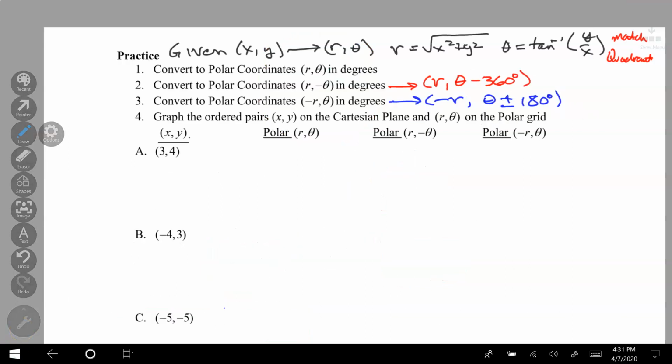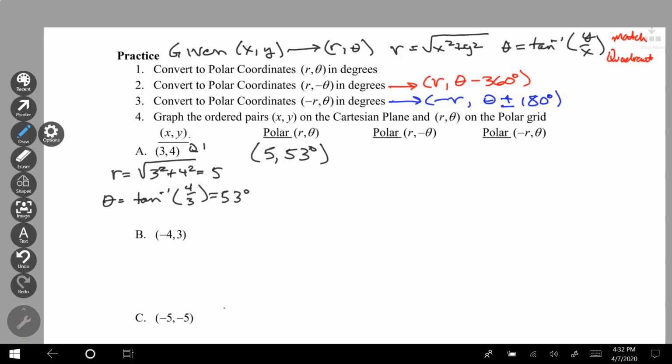Okay, on this page we're going to do some examples. I'm going to give you an x and a y value, and you're going to convert it to an r and a theta by using the first two equations: r equals the square root of x squared plus y squared, never use negative numbers in this, and theta equals inverse tangent of y over x. You have to use negatives when they appear. After that, I'm going to convert them from r theta into r negative theta by subtracting 360 degrees from the angle. And then lastly, I'm going to convert it into negative r theta by making my r negative and subtracting or adding 180 degrees to that angle.